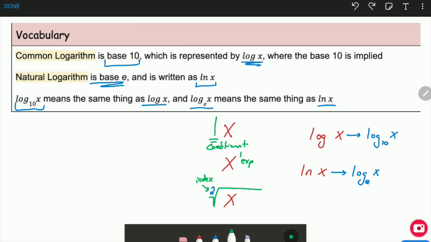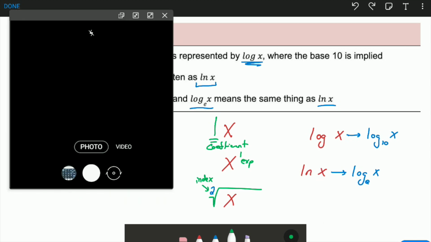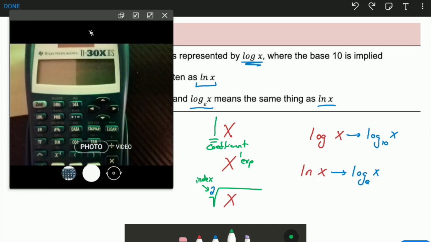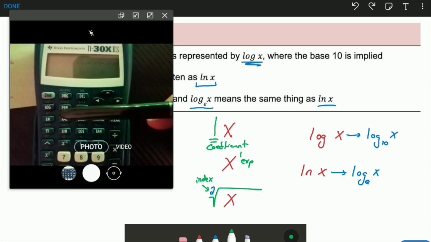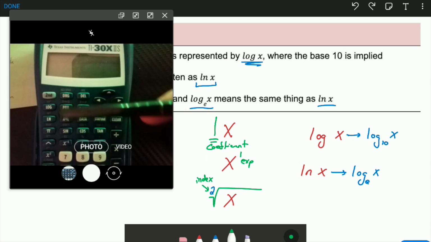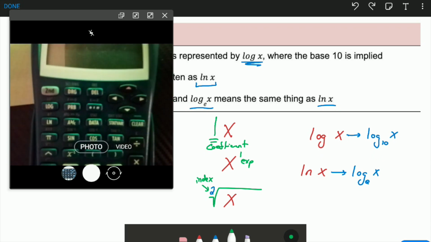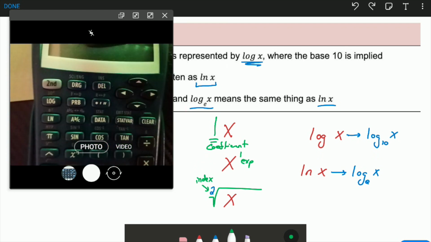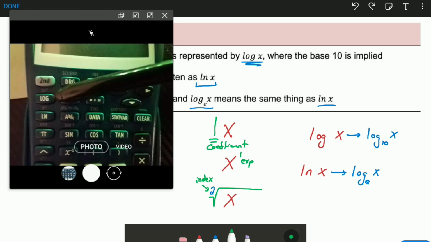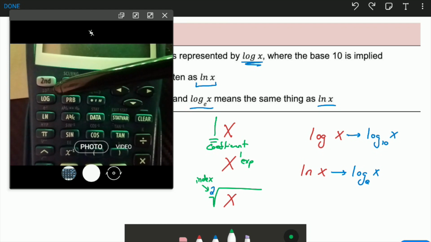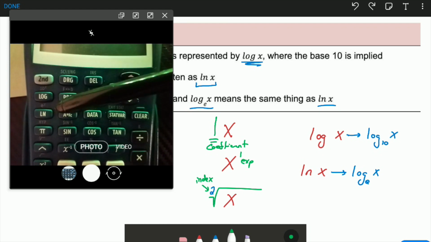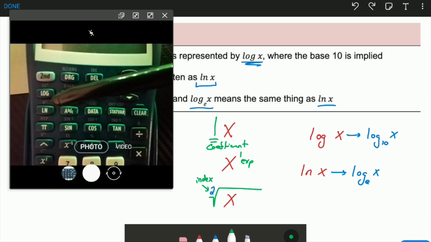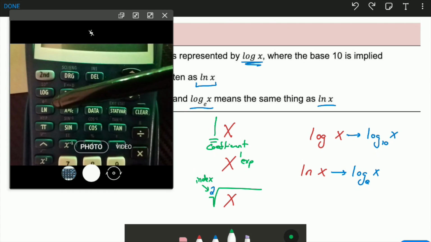So where do we find these on the calculators? Most calculators have them right here, somewhere on the calculator. Not the best lighting for this, and it might be hard for my camera to zoom in. There we go. If you look closely, you can see that right above the log key is 10 to the power of x, and right above the ln key is e to the power of x, just reinforcing the basis.